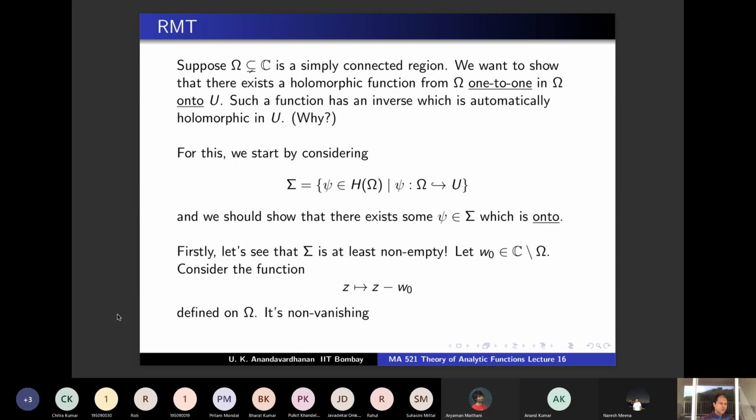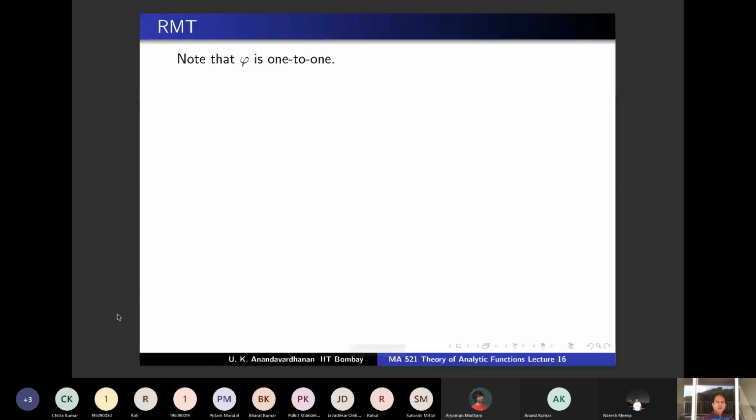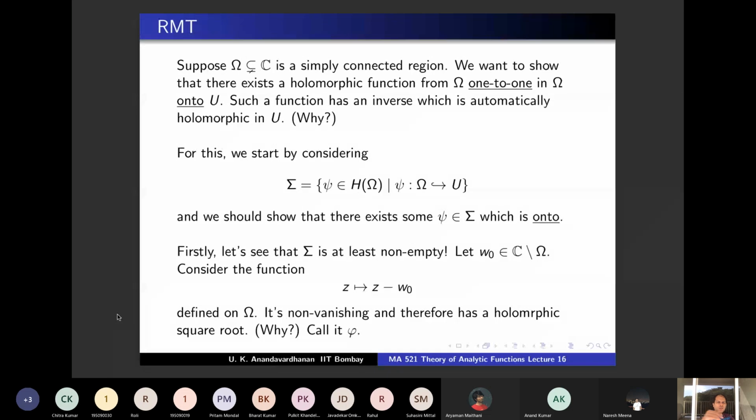Then we will have a claim 2. Here we are going to use that non-vanishing functions have a holomorphic square root. Once again we will use it. So this is the first use. It's non-vanishing and therefore has a holomorphic square root. So this we know because it's simply connected. Call it phi. Okay, so phi is the holomorphic square root of this function z minus w naught, and z minus w naught is non-vanishing because w naught is outside omega, and such a w naught exists because omega is not the whole of C. So call it phi. And note that phi is 1 to 1. Why is phi 1 to 1?